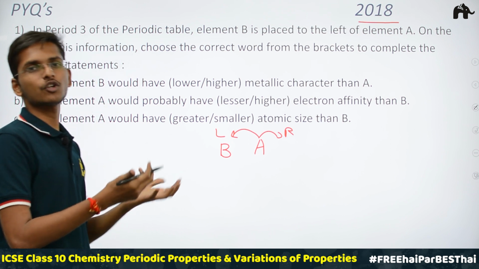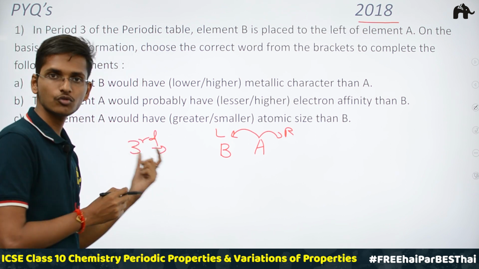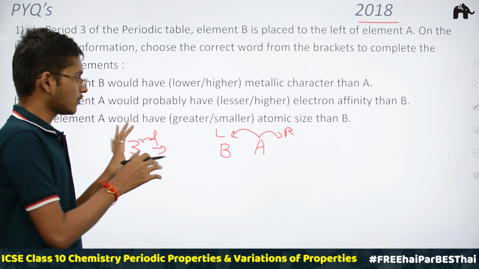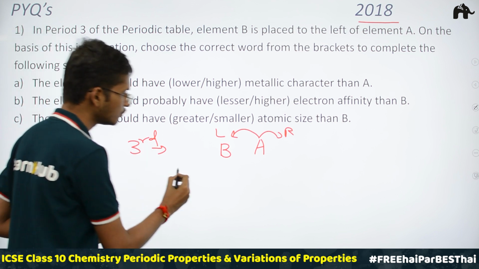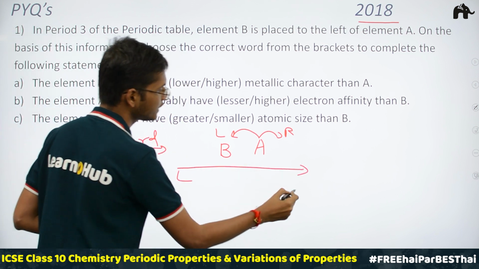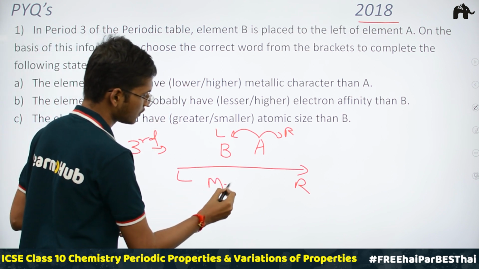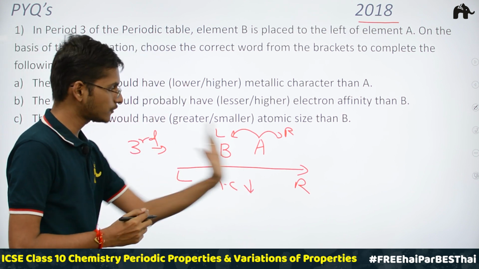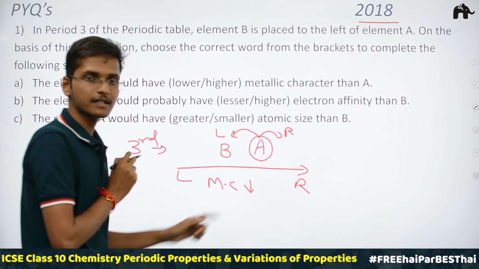We have to just apply the logic, since these are third period elements. We have to apply the logic of the periodic trend: how it varies when we move from left to right across a period. Metallic character decreases from left to right. So if it is decreasing, A would have less metallic character than B.